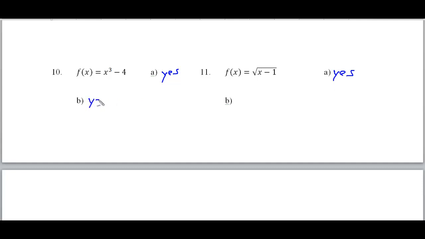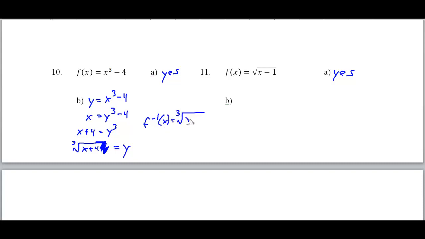We're going to take my y equals x cubed minus 4, flip the x and y, so I've got x is equal to y cubed minus 4, move the 4, x plus 4 equals y cubed, take the cubic root of x plus 4 equals y, oh man, I really messed that up, and that then translates into f inverse. The inverse of f is equal to the cubic root of x plus 4.